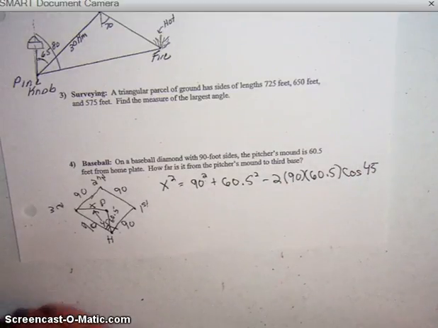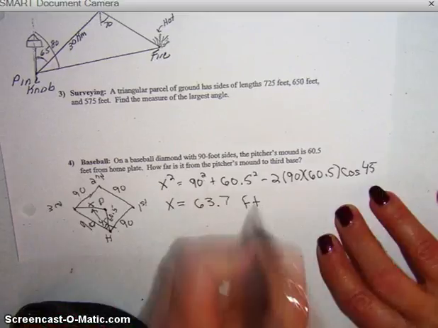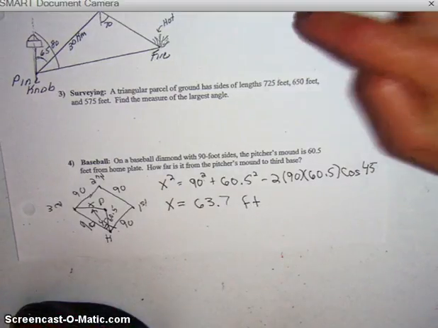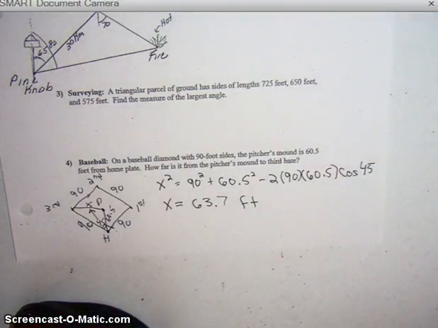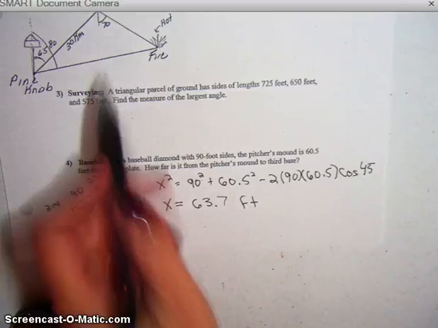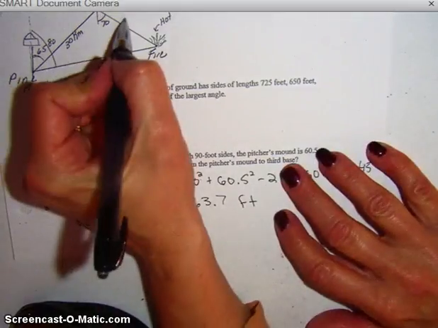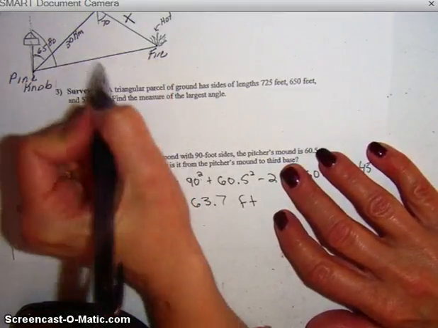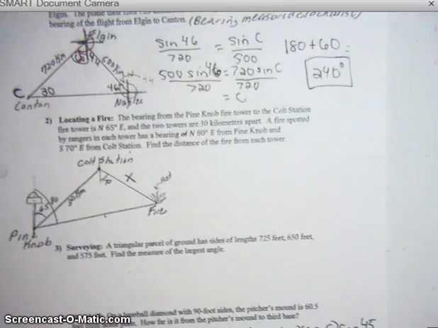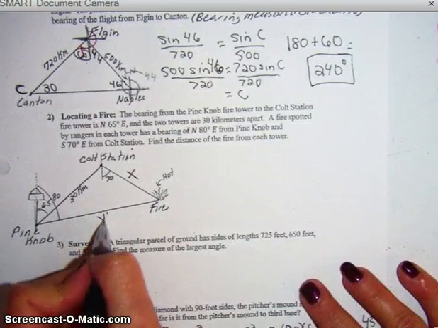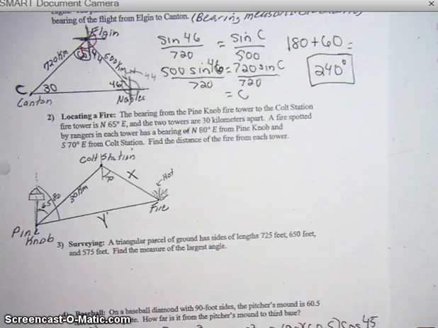All right, punch it in. Okay, now, I didn't do 2 and 3 with you on purpose, because I want you guys to take a couple minutes, and with your group, I want you to tackle 2 and 3. In number 2, they want to find the distance of the fire from each tower. So I named this distance X, and I named this distance Y, and you guys have to find both of those.